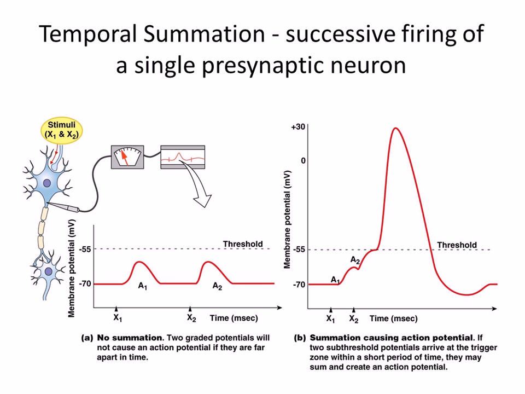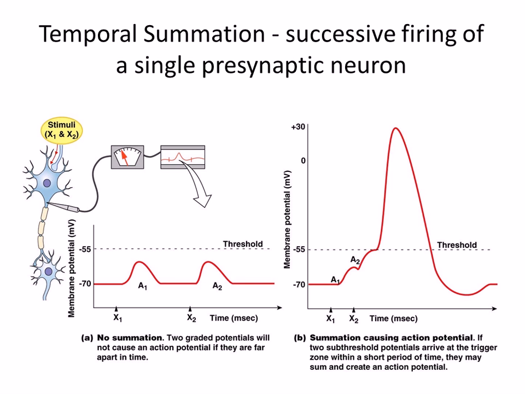Temporal means time. So here we have a single input. You see the single axon acting on the neuron over here. What we do is we have a stimulus X, causes an EPSP, causes a depolarization event, and then we have another stimulus X2 that occurs a couple of milliseconds later that causes the same depolarization event. Nothing happens. But if we can bring both of these stimuli closer together in time, they can add up and get us over threshold.